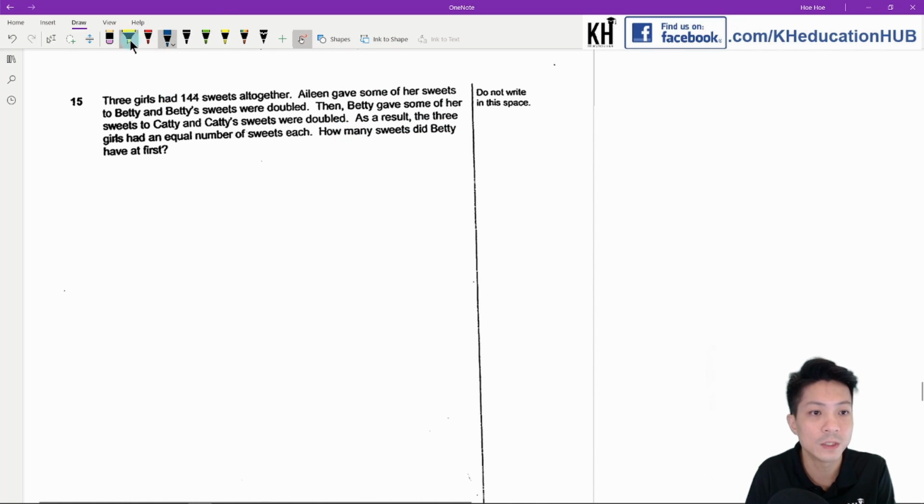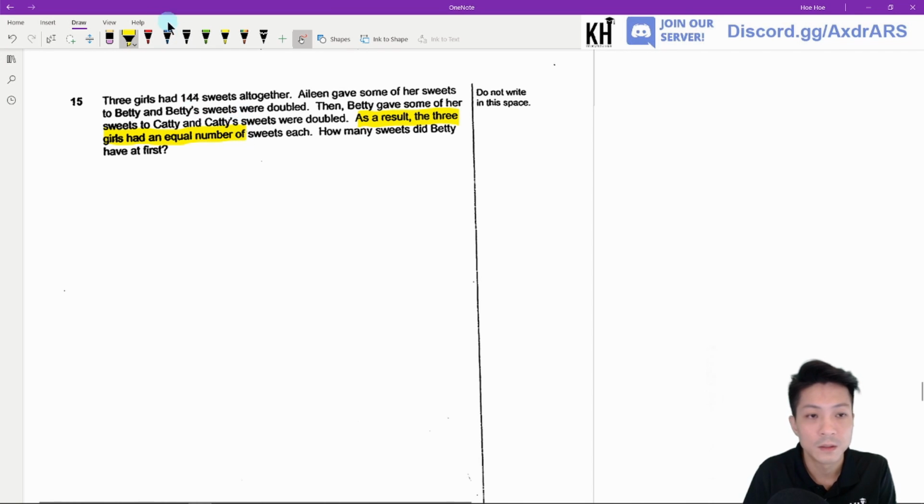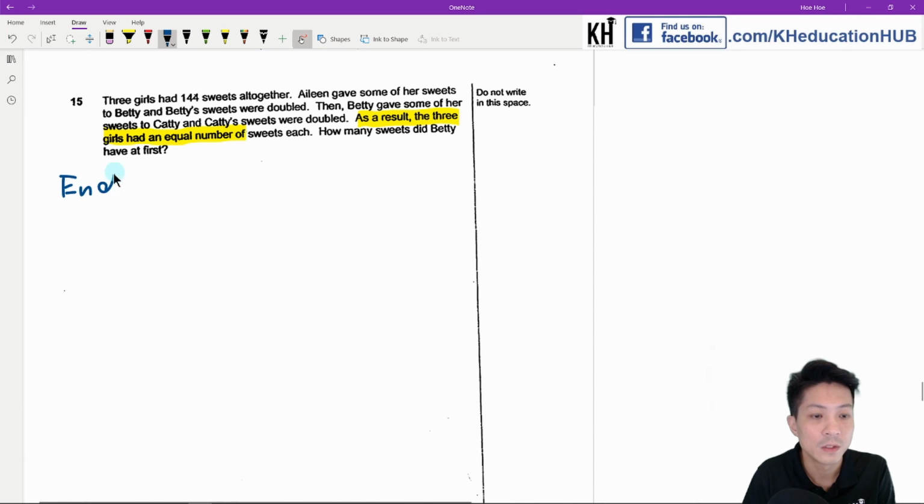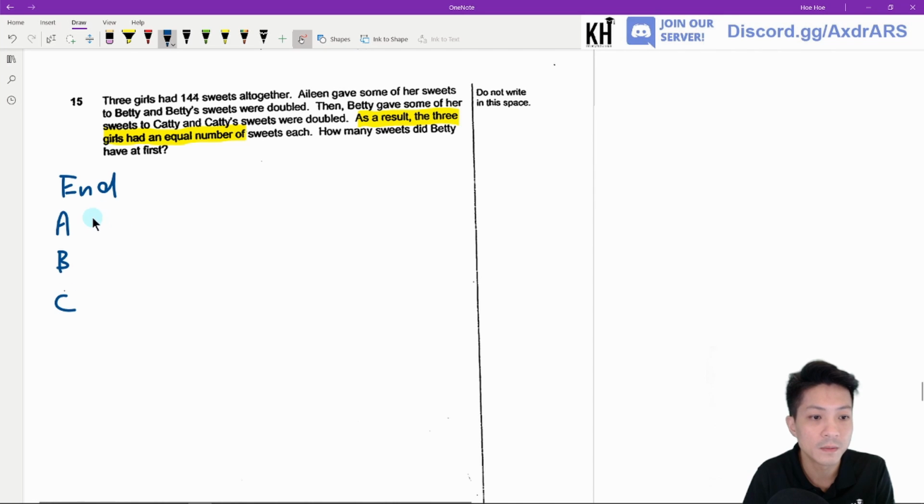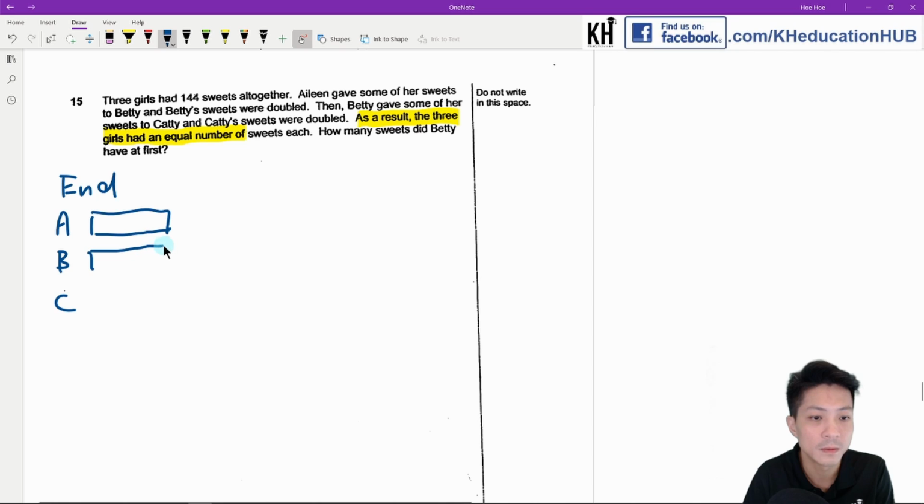Okay, so this type of question is a working backwards question. So we're gonna start off at the very end. The three girls have an equal number of sweets, right? So I'm going to draw A, B, and C. Equal amount.